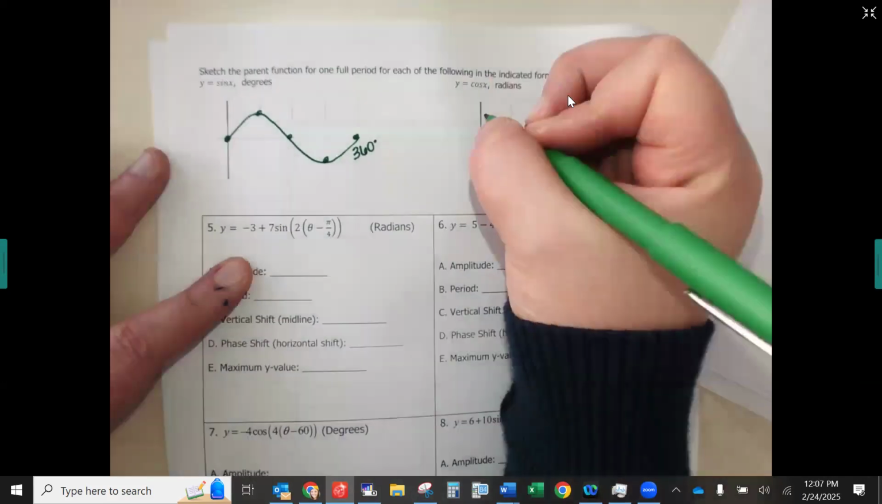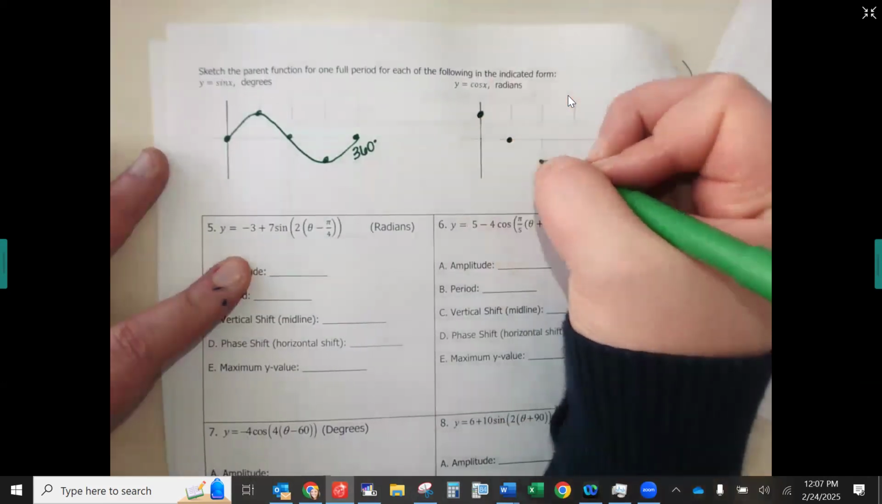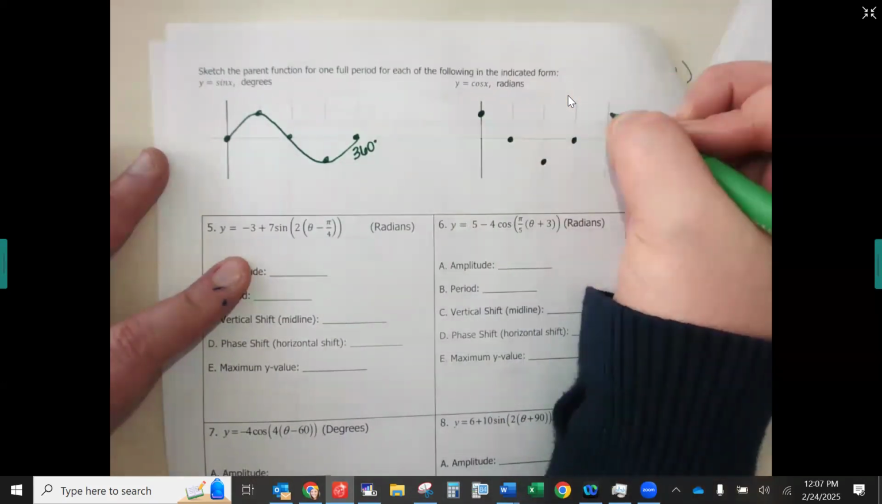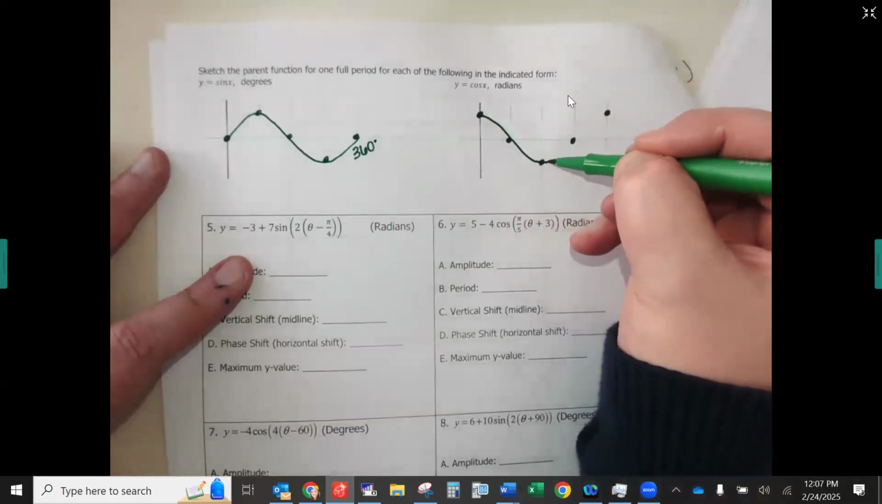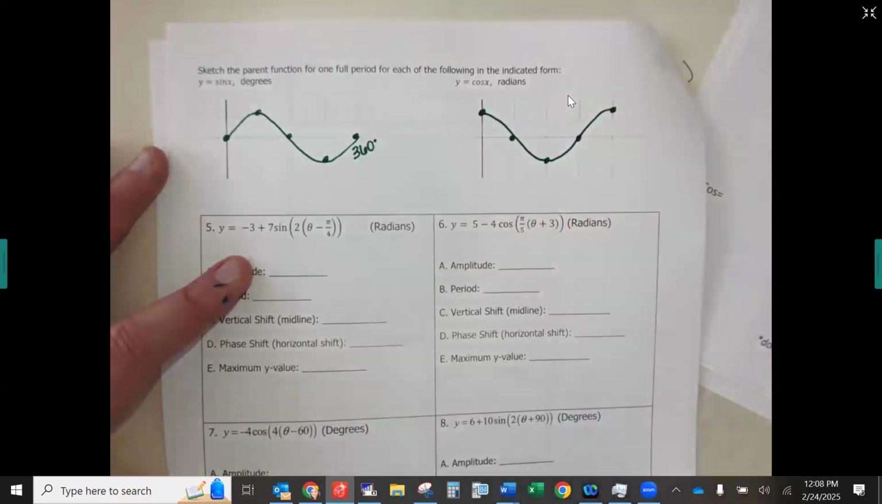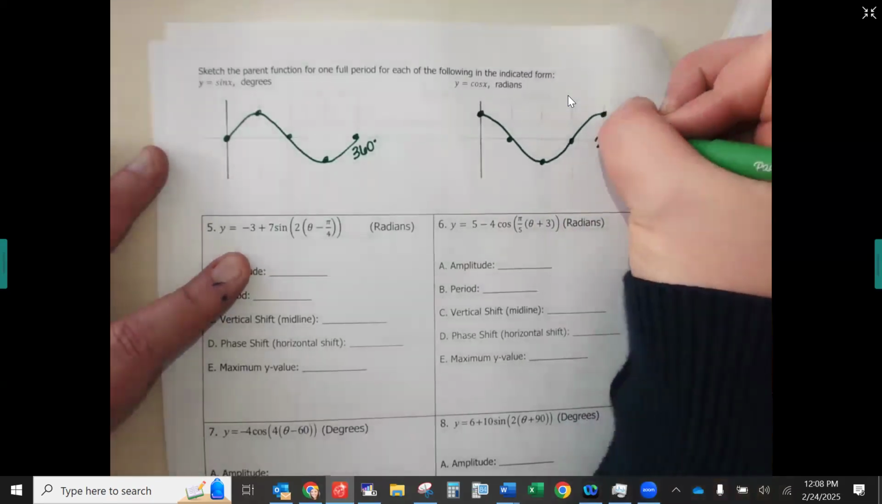Okay, cosine starts at the top, middle, low, middle, high. And you're going to go like that. Wait, how do we get 360? 360 is just how long it takes to get through a whole one. And then it's 2 pi.